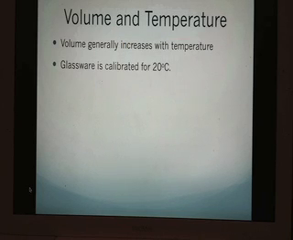And we do need to talk about volume and temperature. Volume generally increases with temperature. And so you'll see on the glassware in the lab that it will say that it's calibrated for 20 degrees Celsius. That's a pretty cool room temperature, 20 degrees Celsius.